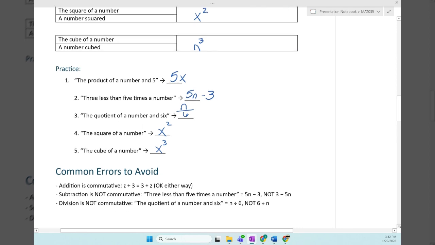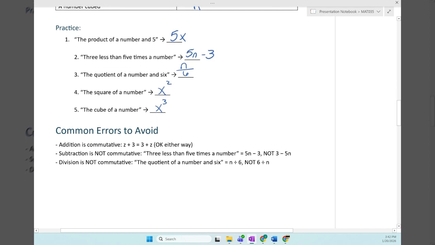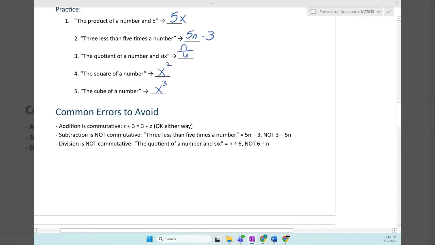So we want to make sure that we are paying attention to some common errors. Addition and multiplication are both commutative. You can multiply or add either way. 2 plus 3 is the same as 3 plus 2. But subtraction is not commutative. So 8 minus 1 is not the same as 1 minus 8. And same thing with division. That is not commutative either.